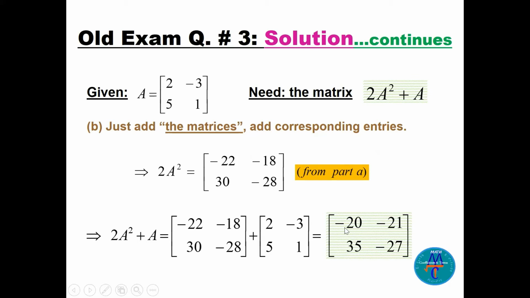Addition and subtraction, guys, you can add and subtract elements in the same location. But multiplication, you have to multiply row by column. 30 and 5, this is 35, minus 28 and 1, this is minus 27.